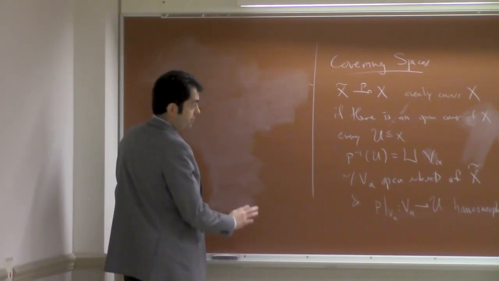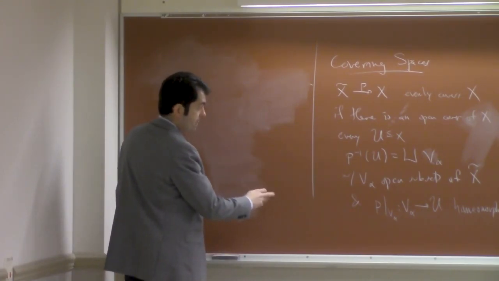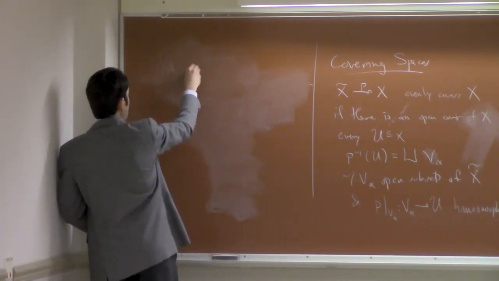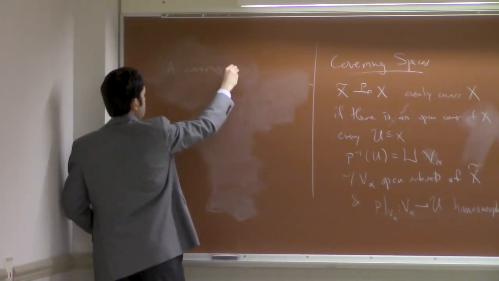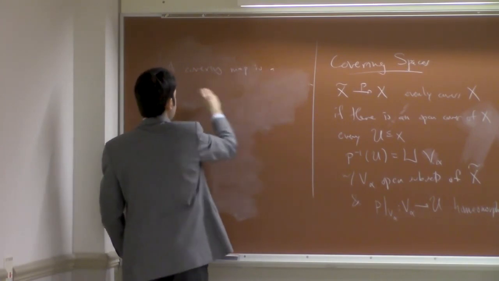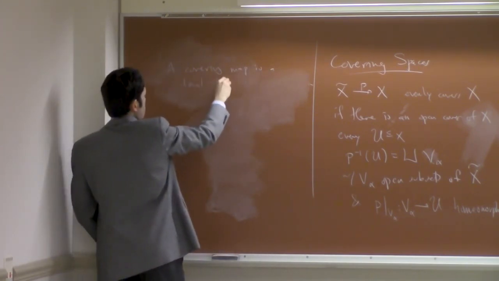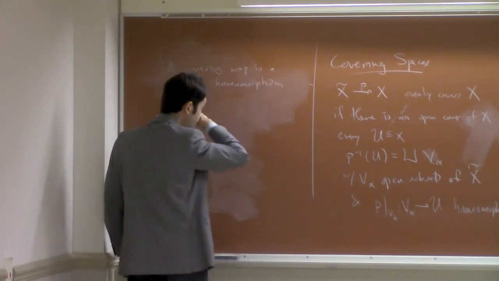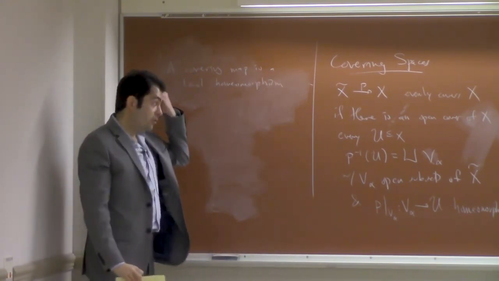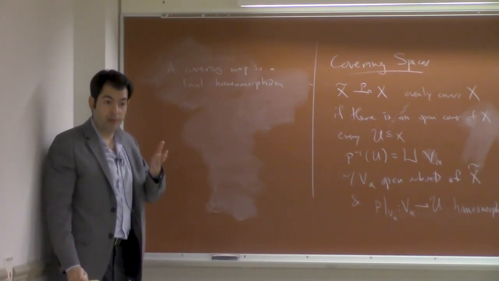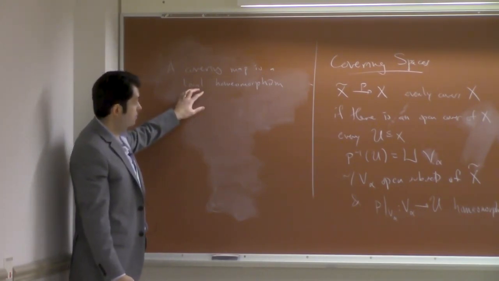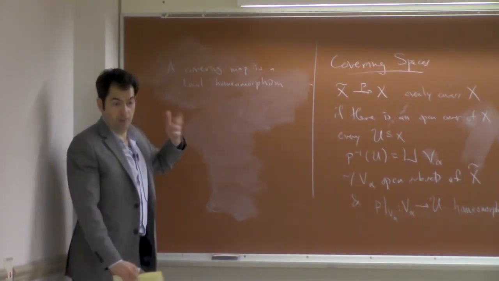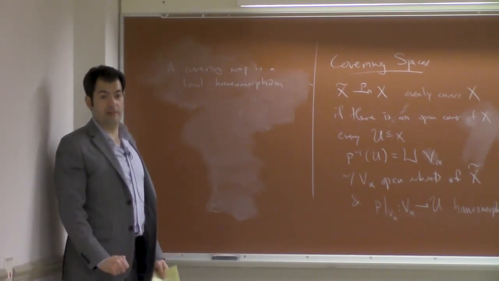Okay, so as I just said, a covering map is a local homeomorphism. Which is a good moment to stop and remind you what we mean when we say that some property happens locally, or perhaps tell you what we mean when we say that something happens locally.